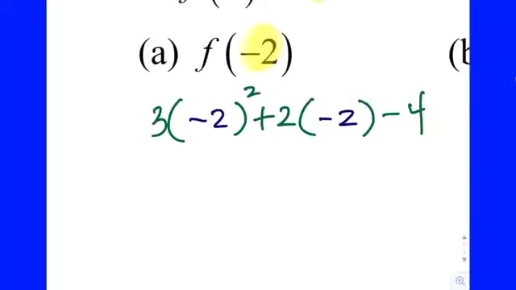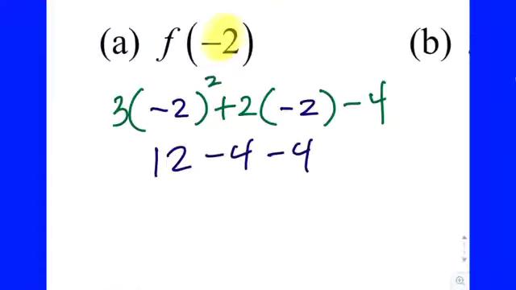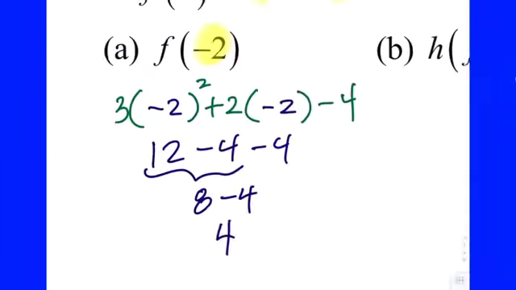So negative 2 squared is positive 4. Times 3 is 12. 2 times negative 2 is negative 4 minus 4. All right, so from there you can get your answer. If you want to do it still in baby steps, that's 8 minus 4. The answer is 4. So tomorrow in the test, because this one's pretty easy, that's probably going to be worth 1 check. So that problem right there is equivalent to essentially 1 multiple choice question.